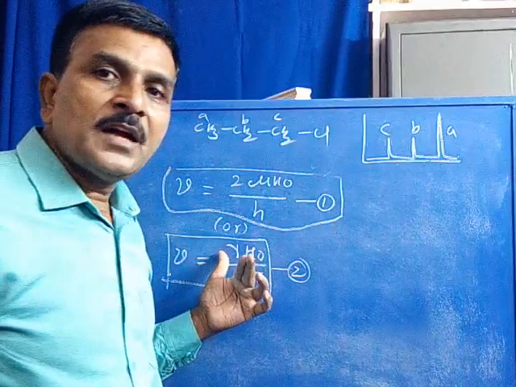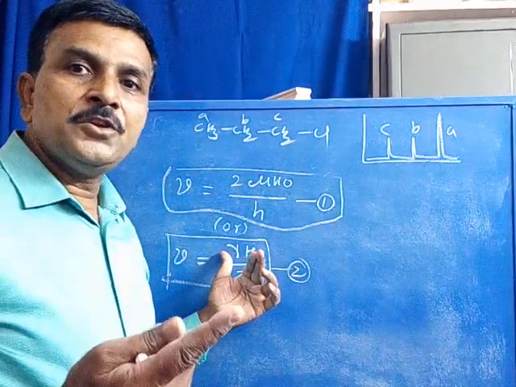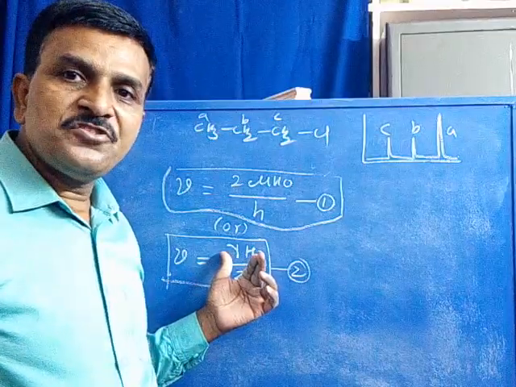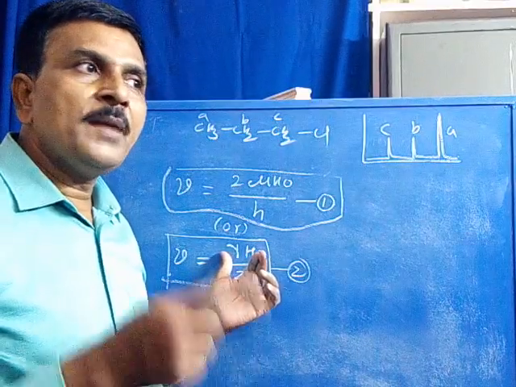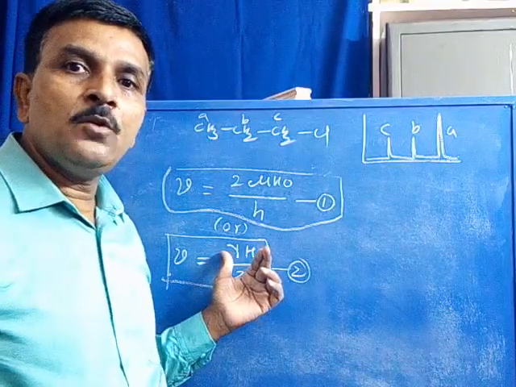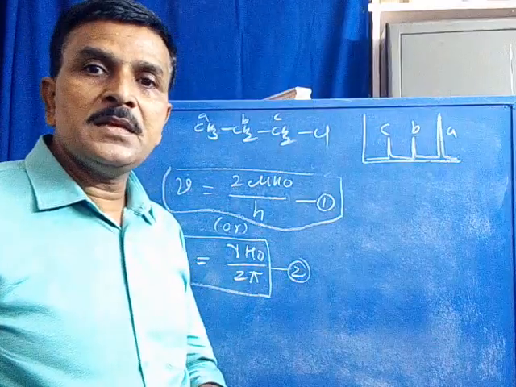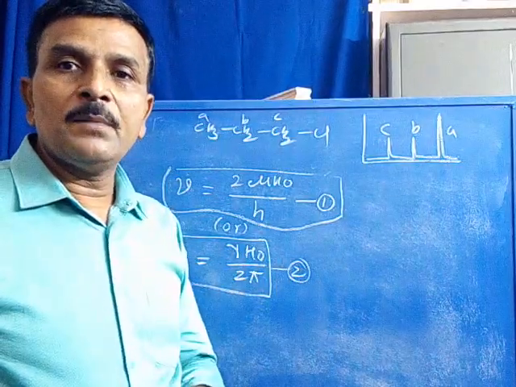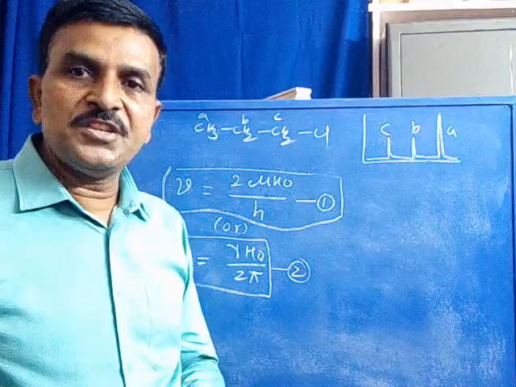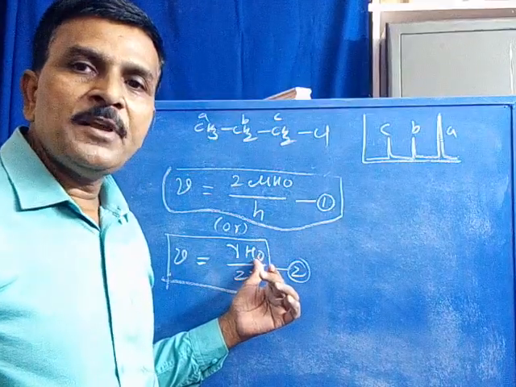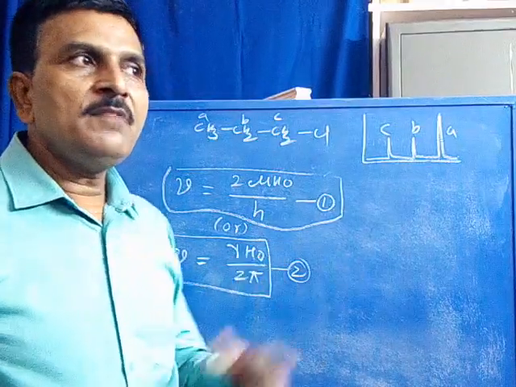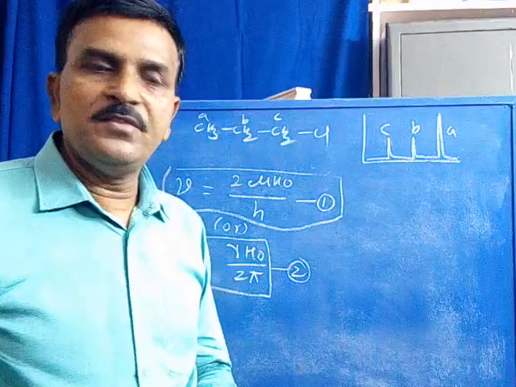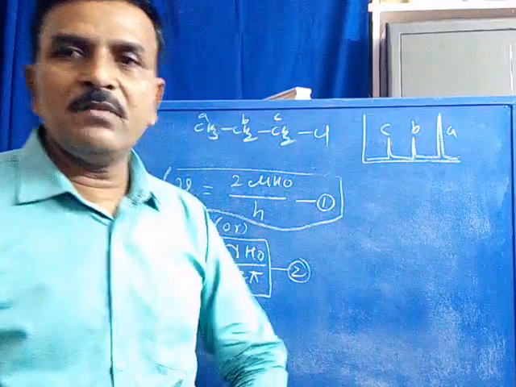Now here gamma stands for the gyromagnetic ratio of the proton. So it is a constant. A proton's gamma value, whether it exists in the CH3 group, or in the middle CH2, or in the terminal one, is always constant. Now coming to substituting H0, then we can calculate the absorption frequency. So these are the two equations.